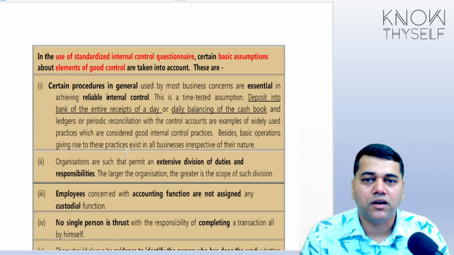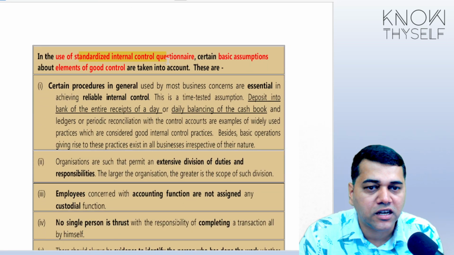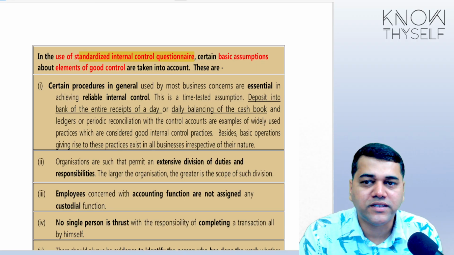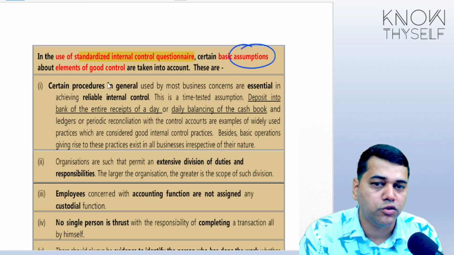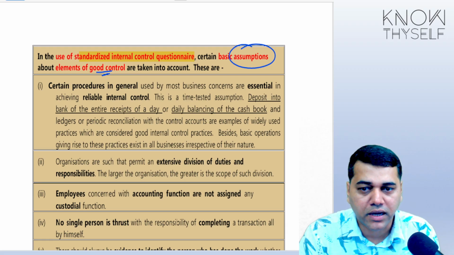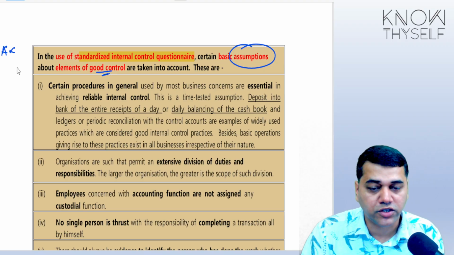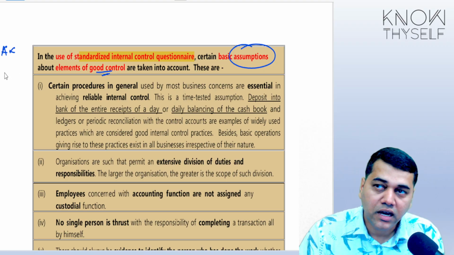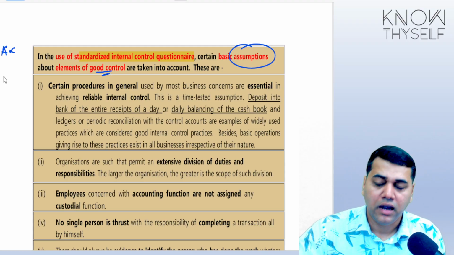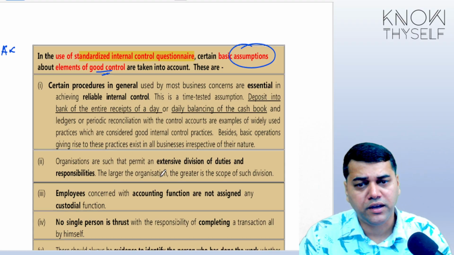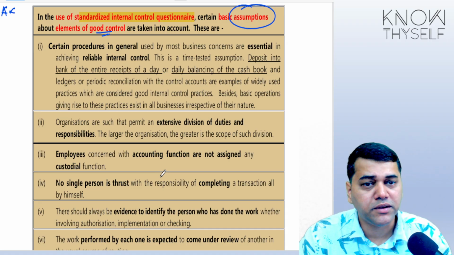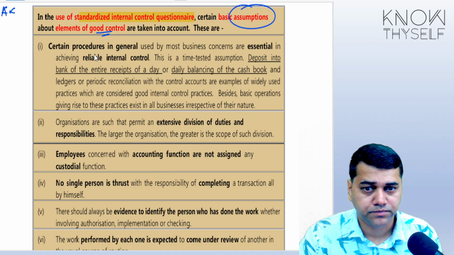Now, in the use of a standardized internal control questionnaire, you make certain basic assumptions of good internal control. Okay, please mark it important. They can ask you. First of all, you should know what internal control is and what a questionnaire is. Second, how it is practically being done. What are the assumptions you make about the elements of control before you draft the questionnaire.